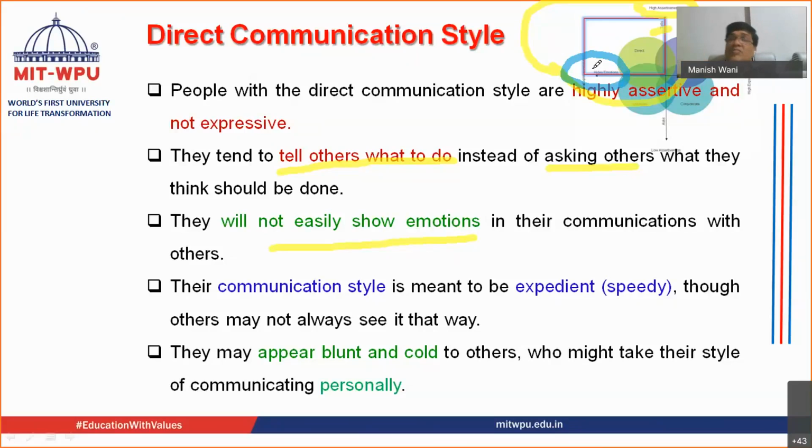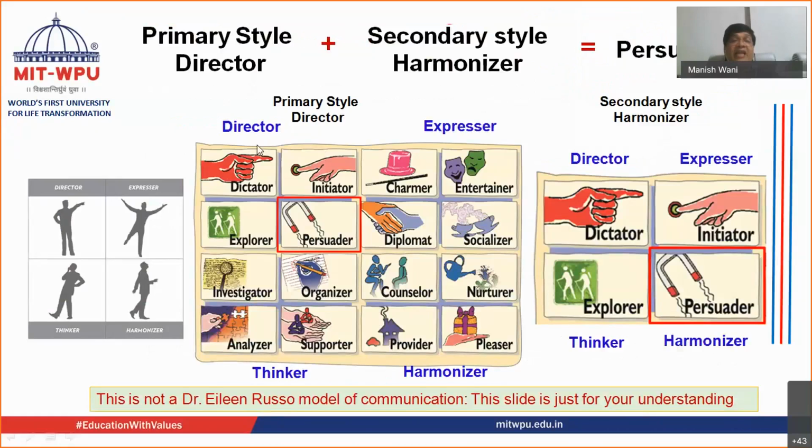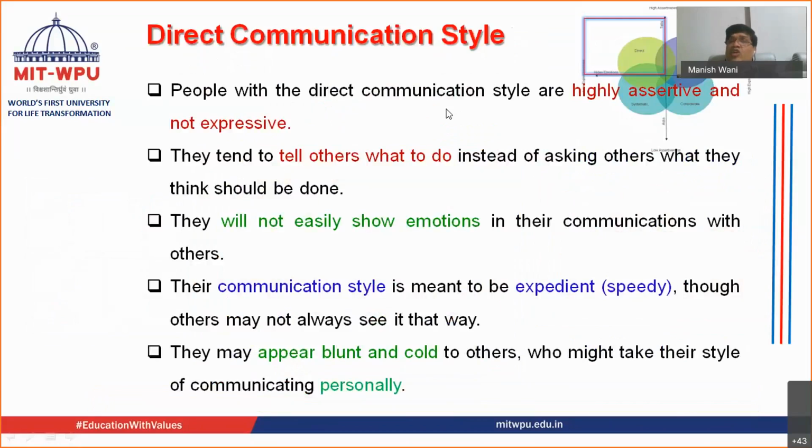Now, these kinds of people may appear to you to be very blunt and cold. Take care. This is the direct communication style, used basically by the director level. If you remember the other chart, this is where the director comes into play. This is the director style. So people at the director level basically use this style, and usually you feel that they are very blunt.